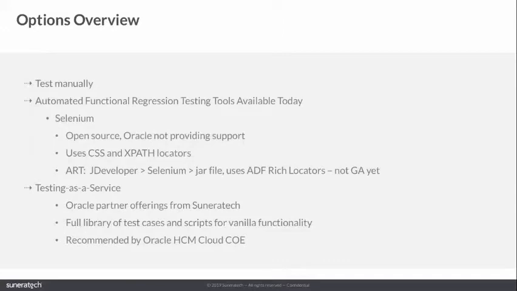The difference here, the big differentiator, is ART uses an ADF-rich locator. The ADF is Applications Development Framework. That's how we build our Oracle applications. And ADF-rich locators are much more persistent across updates than XPath locators are. So you can use this, build your scripts around ADF-rich locators, and you won't have nearly the maintenance that you do with XPath.